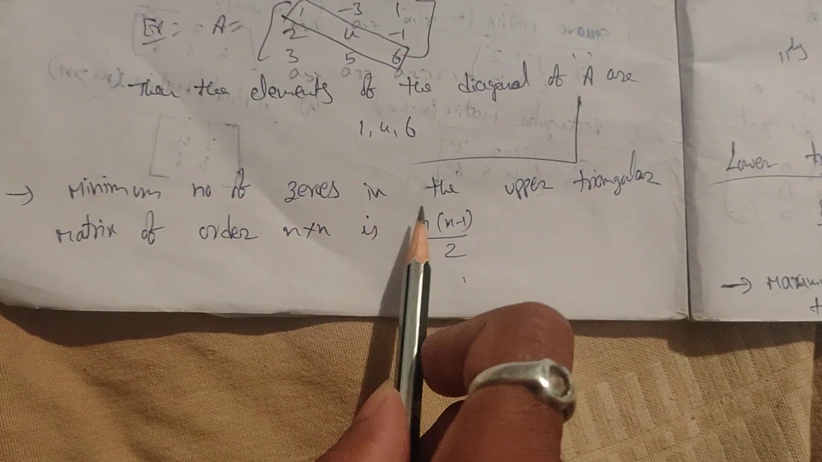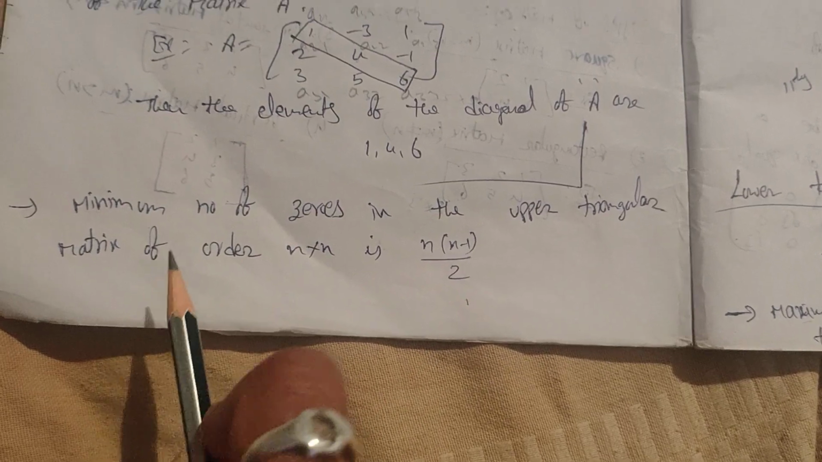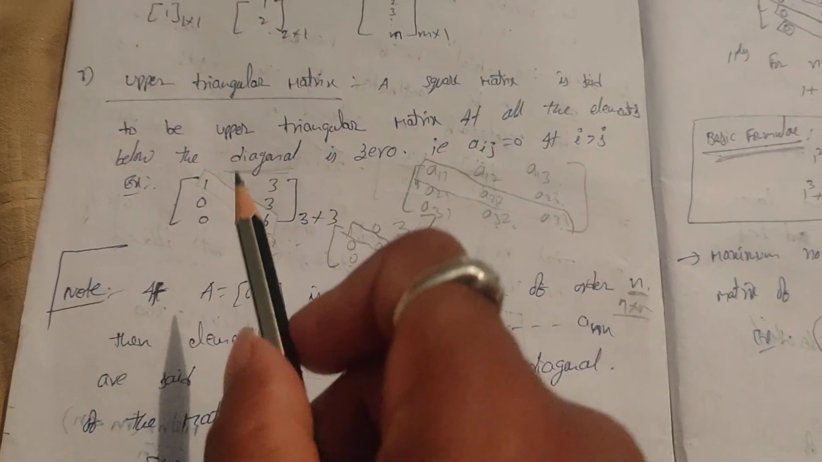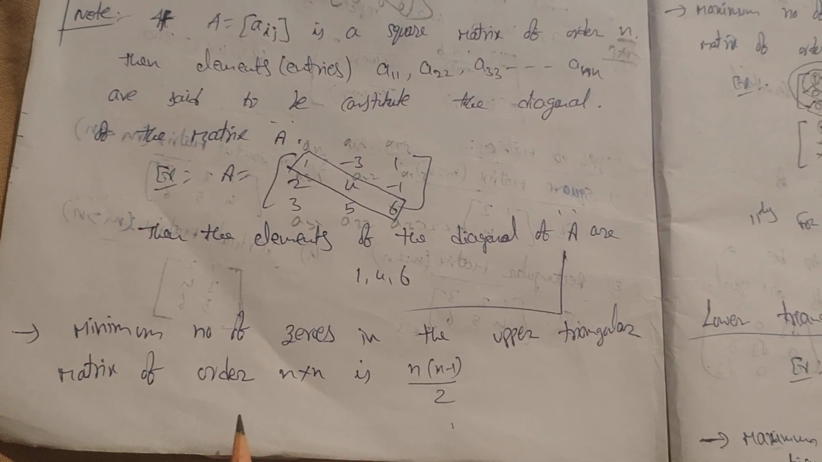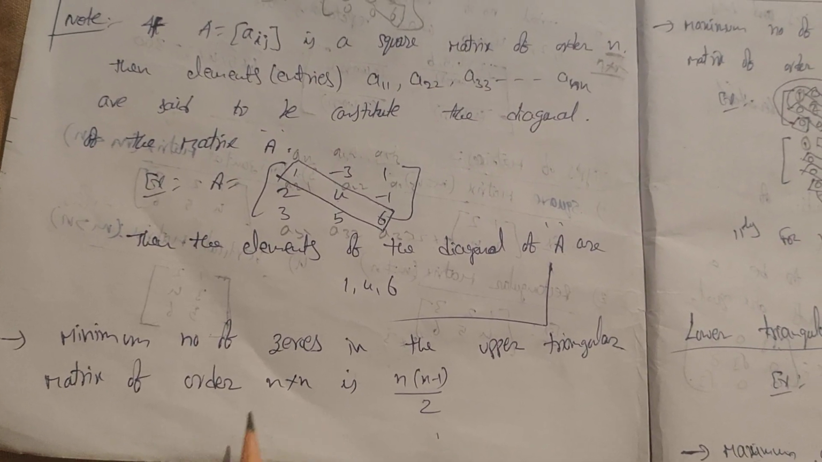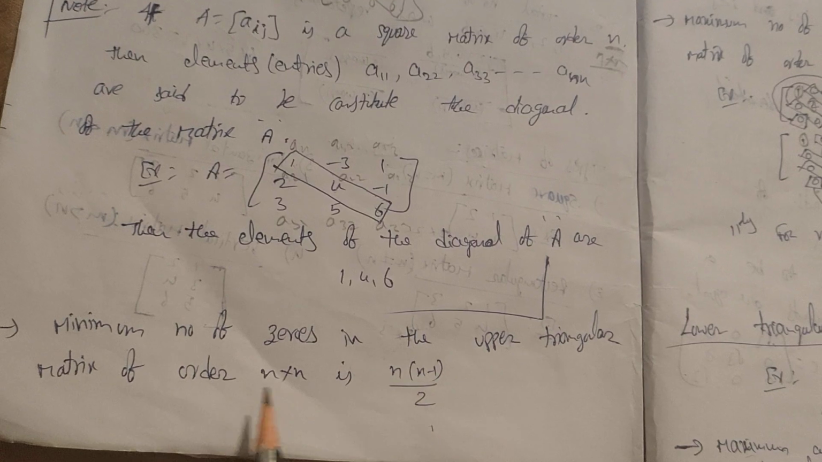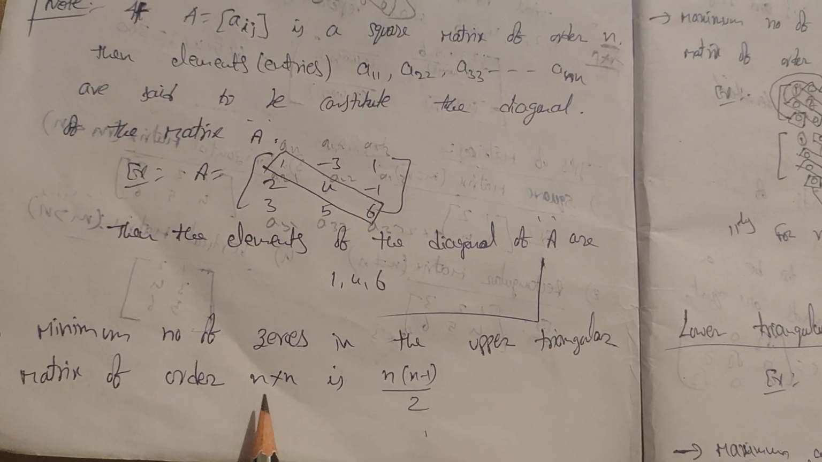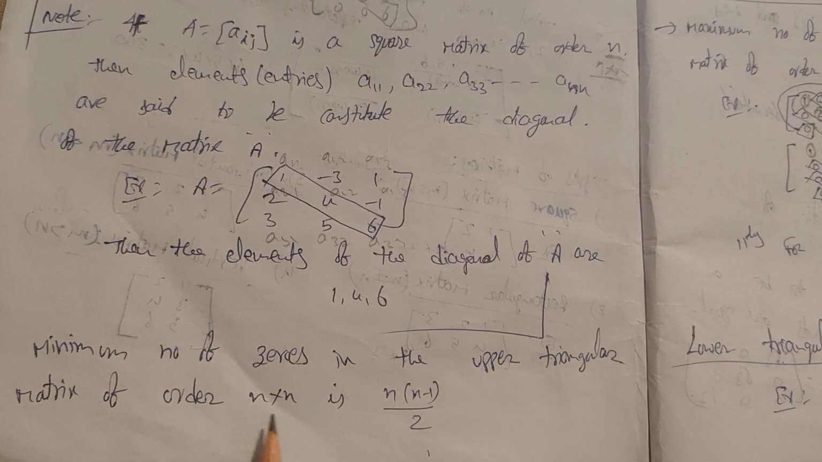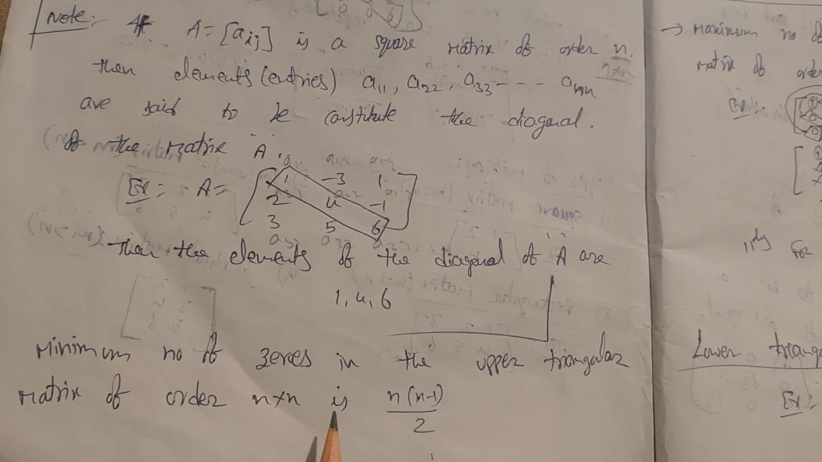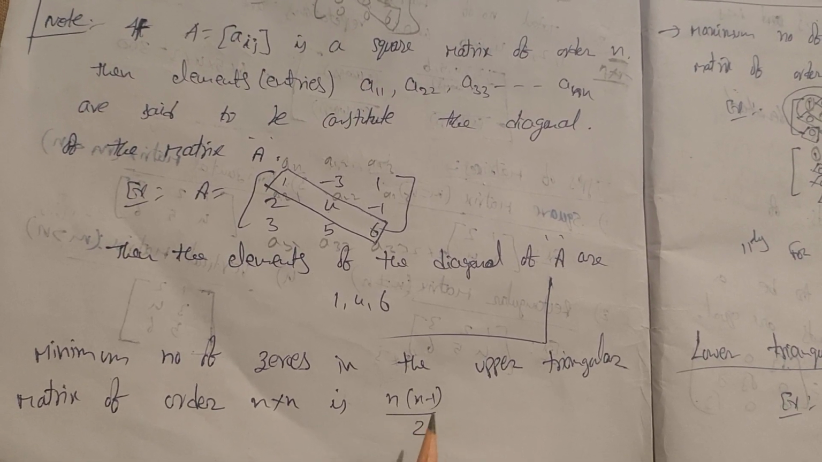The minimum number of zeros in the upper triangular matrix, based on the upper triangular matrix I discussed in the previous video. So, the minimum number of zeros in an upper triangular matrix of order n by n. You understand an upper triangular matrix is always a square matrix, so it is given as n by n. That means there are n rows and the number of columns is also n. Then the minimum number of zeros is n into n minus 1 by 2.